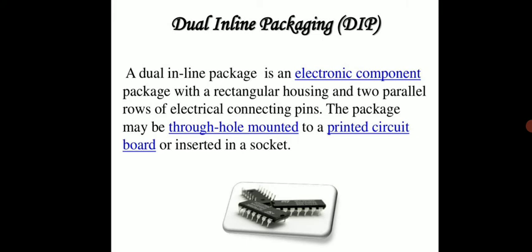Dual inline packing. A dual inline package is an electronic component package with a rectangular housing and two parallel rows of connecting electrical pins. The package may be through hole mounted to a printed circuit board or inserted in a socket.